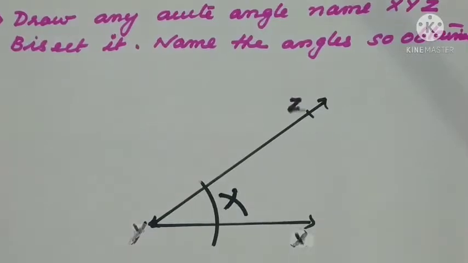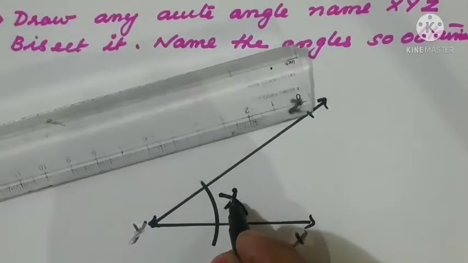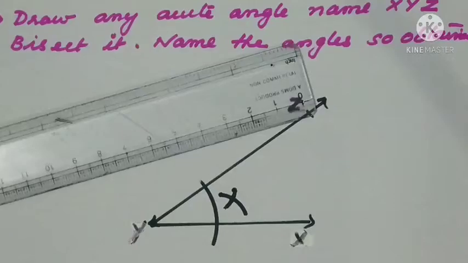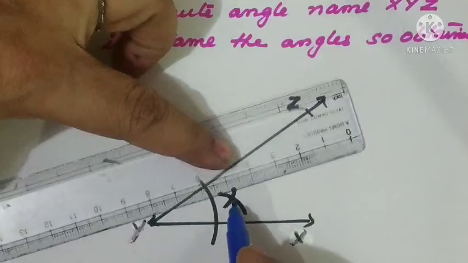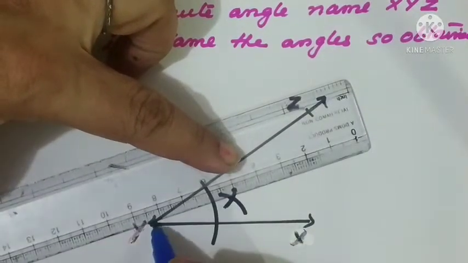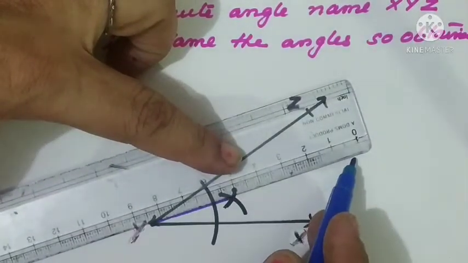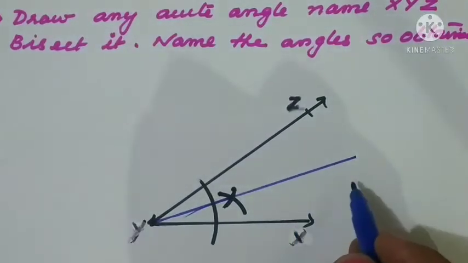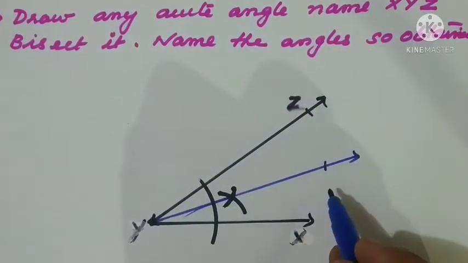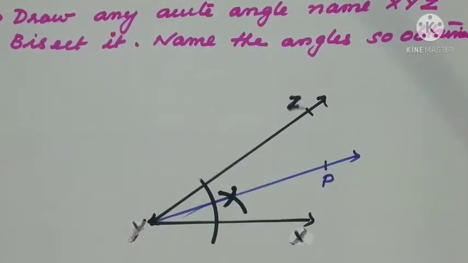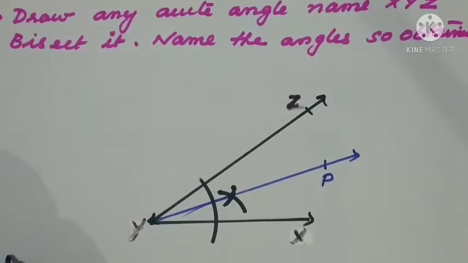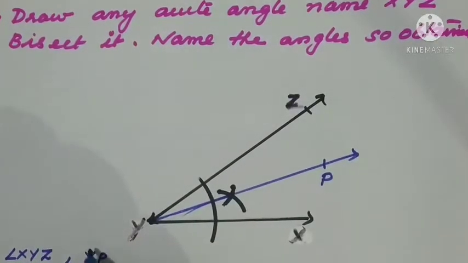Then what is the next step? We have to draw a line through this. So I'm marking a point here, P. Through Y we have to complete it. So it is YP, right? Now name the angles so obtained. First it was angle XYZ. Okay, YP is the bisector.